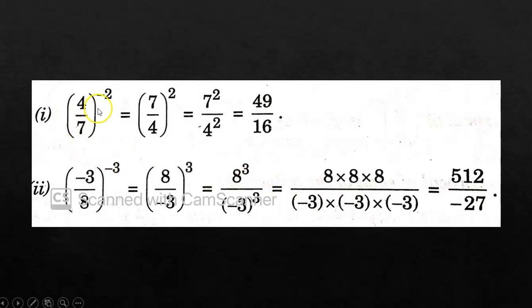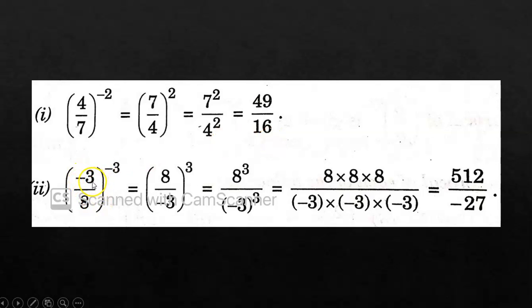Some examples are shown over here. 4 upon 7 raised to minus 2 will become 7 upon 4 raised to 2. Now if you are told to just write simplify, then this is your answer. But if you are told to evaluate, meaning find the value, then you need to solve this further. So this will become 7 raised to 2 upon 4 raised to 2. 7 square is 49 and 4 square is 16. So then this will be your answer.